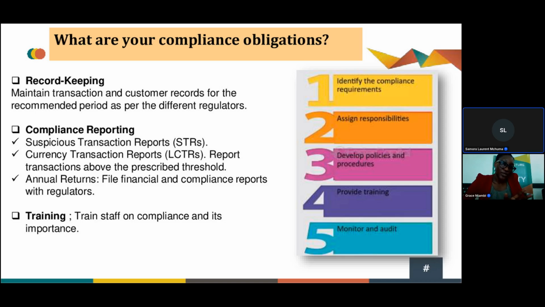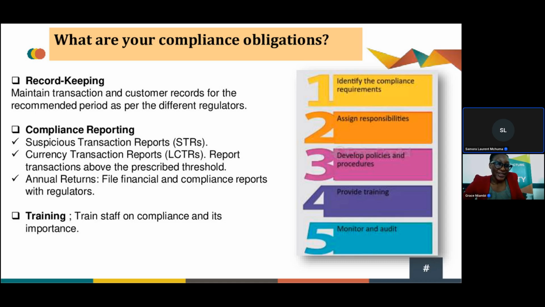And then we have compliance reporting, as I mentioned before: suspicious transaction reports, currency transaction reports, all the above, and annual returns. You file financial and compliance reports with regulators. That is what we do as Wakandi, and the same is required of our customers. So it's important that we remind ourselves what we are supposed to do to comply with the regulators, so that you stay in business and we stay in business.